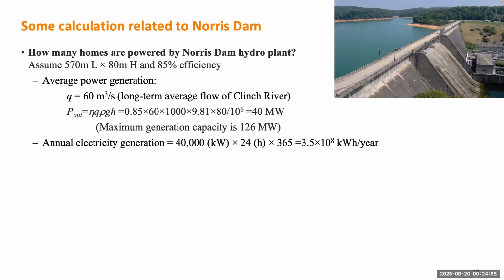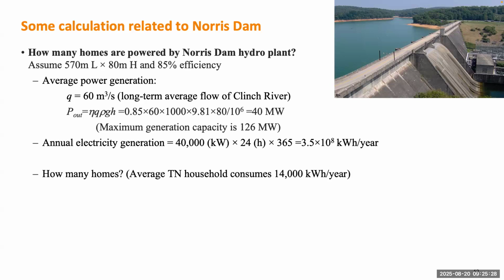So annual electricity generation can be calculated by this average power, the 40,000 kilowatt. We just change from megawatt unit to kilowatt unit. And by 24 hours, 365 days, we'll have 3.5 times 10 to the power 8 kilowatt hour per year. That's the total energy it can generate. It's just an estimate for the whole year.